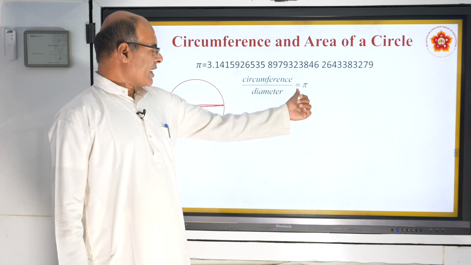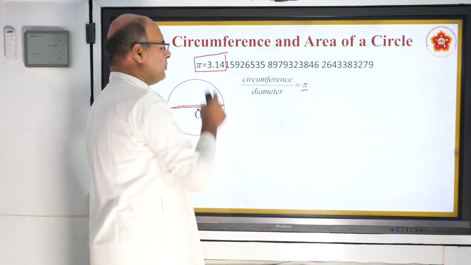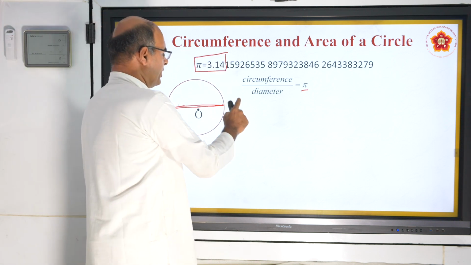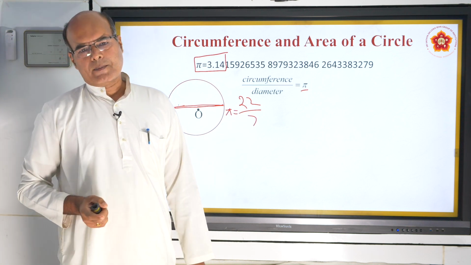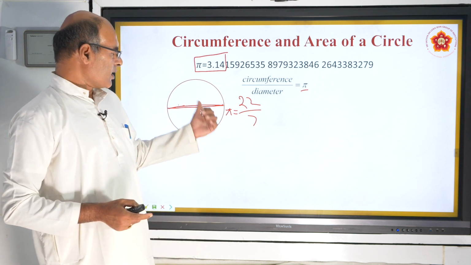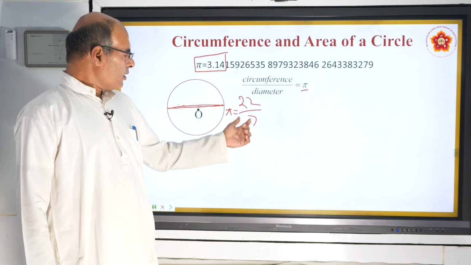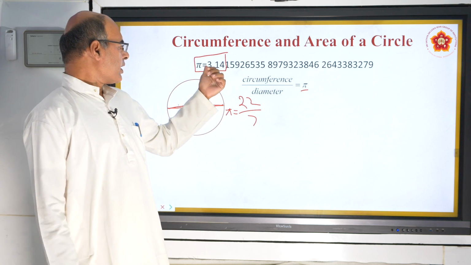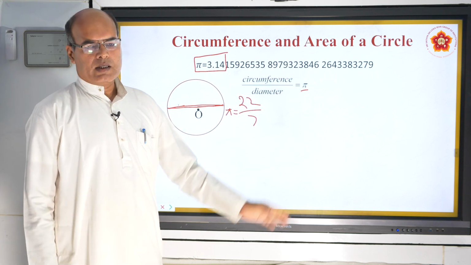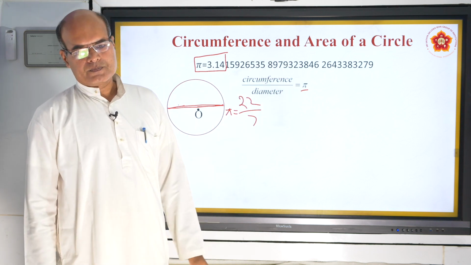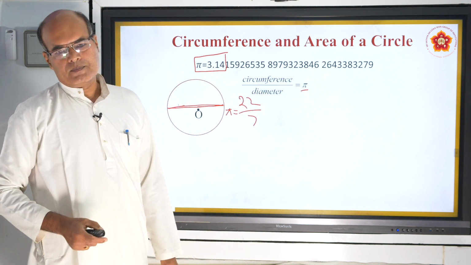So it is denoted as pi, and its approximate value we take as 3.14 or 22/7. It is only the approximate value, a nearer value of pi. So for all circles, the circumference and the diameter are in the ratio nearer to 22/7 or nearer to 3.1415. That is called pi. So from this we have circumference is equal to pi into diameter.